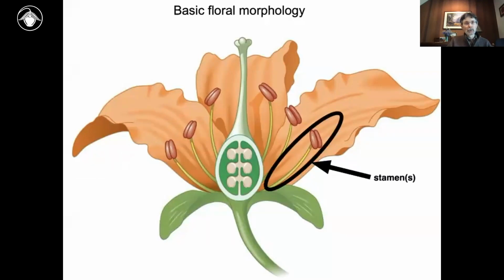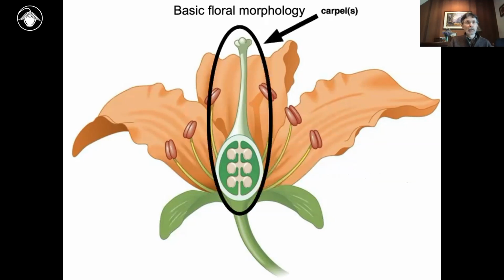And the outermost whorl of fertile appendages of the flower, just to the inside of the petals, or more toward the tip of the flower, are the stamens. And these, of course, are where pollen is born. And the central part of the flower, the tip of the flower, the last of the 4 whorls of parts, are the carpels that bear the ovules inside.